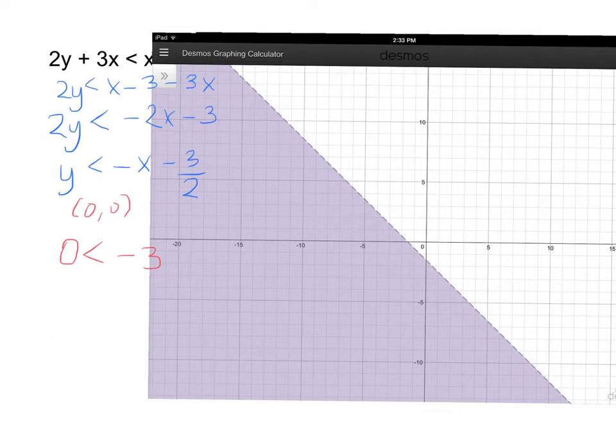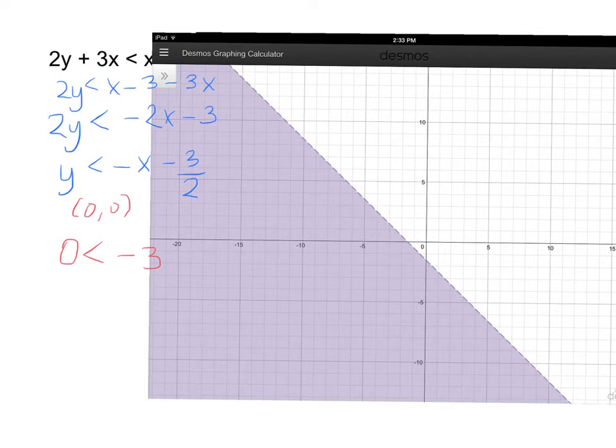-5, 2. Right there? Yeah, that satisfies the inequality. -5, 2. What's another one? -15, -5. Yep. Another one? So if it's in the purple, it's good. If it's in the purple, it's good, right.